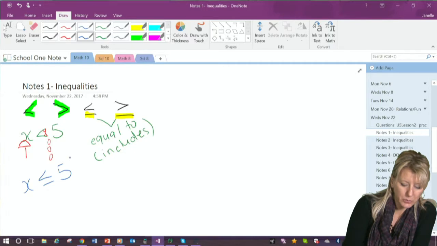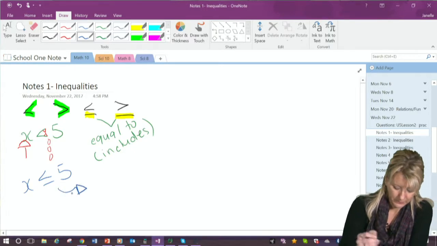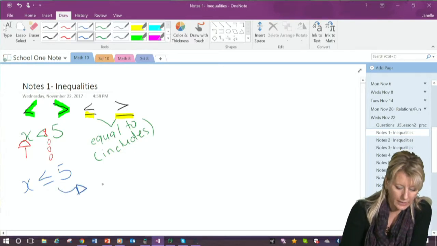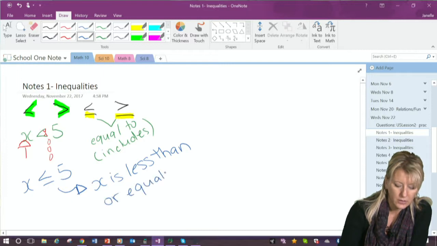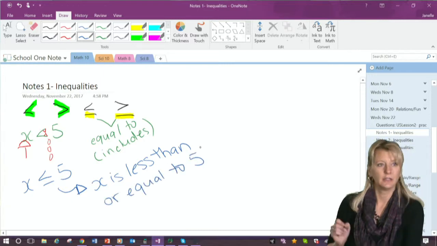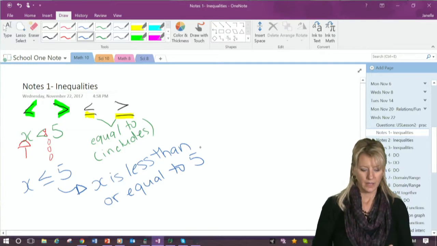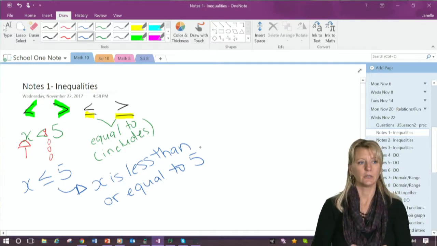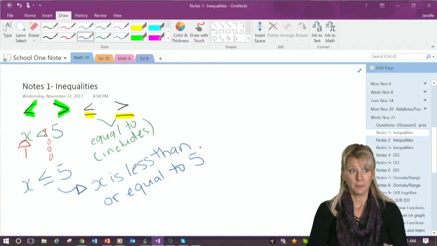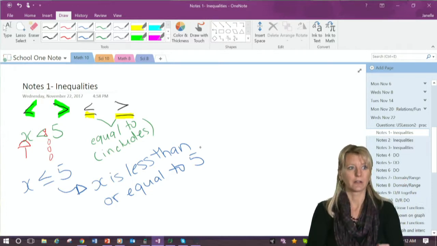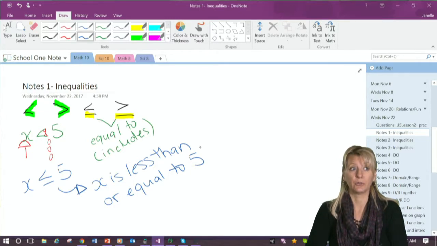Now, if we were to put this into words, you would say x is less than or equal to 5. Okay, so that was how you would word that if you needed to explain it, say it out loud. So visually it's x with the crocodile with the line underneath it with the 5 on it. But if in words you were to do that, you would say x is less than or equal to 5. Okay?